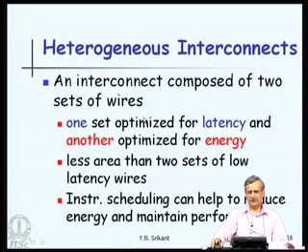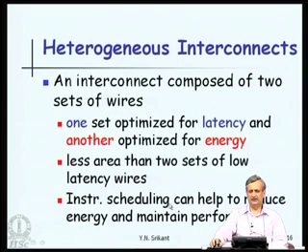So, I mentioned heterogeneous interconnects. Let us look at this a little more in detail. An interconnect composed of two sets of wires is a heterogeneous interconnect. One set is optimized for latency and the other set is optimized for energy. One is very fast, the other one is slow. Both of these require less area than two sets of low latency or high speed wires.